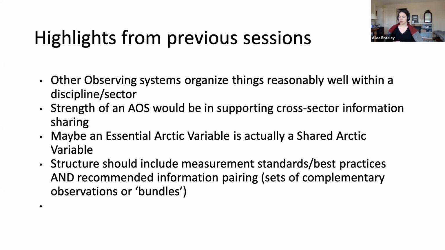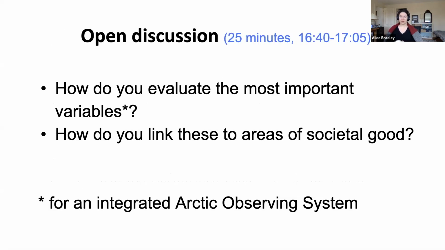And then ultimately that the ultimate structure should include measurement standards, best practices, and recommendations for information pairing, whether that be sets of complementary observations or observations that should be co-located or bundles of measurements. And so with that extremely brief overview, I want to open up for discussion. And our two big questions today, again, are how do you evaluate the most important variables, in this context, for an integrated Arctic observing system? And then how do you link these to areas of social or societal good? Does anybody have any thoughts on those?